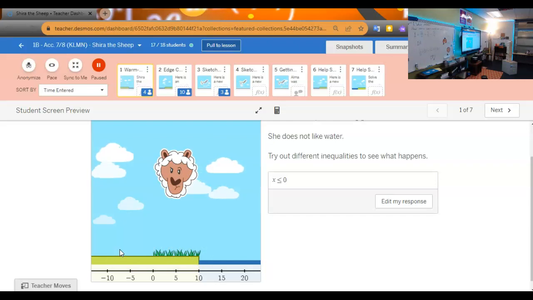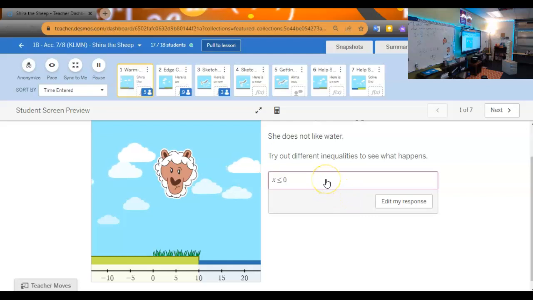So then on your paper, make a little note of what you ended up making the inequality or what you did to make Shira happy, and I will take that answer when we all come back together in a couple minutes.